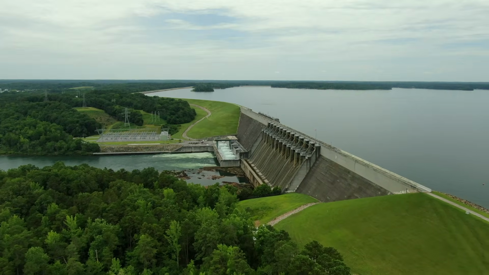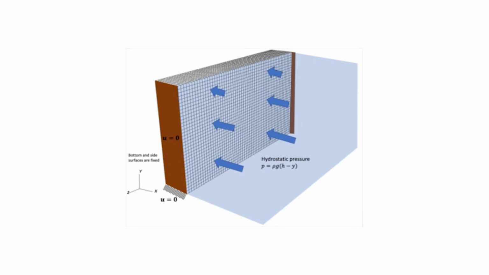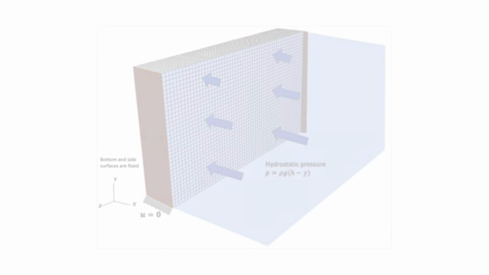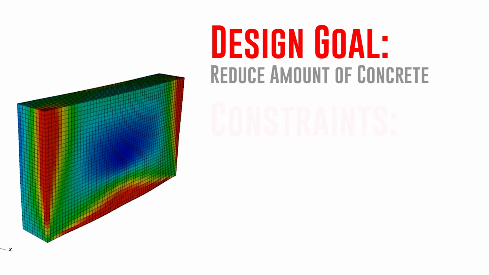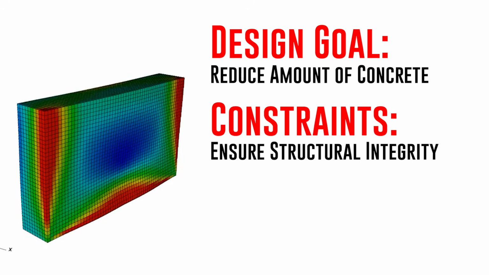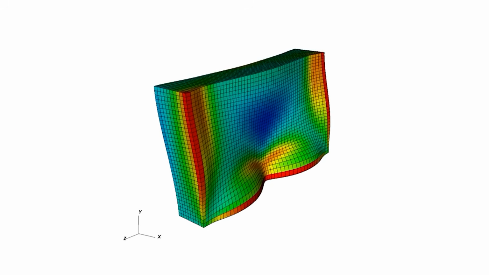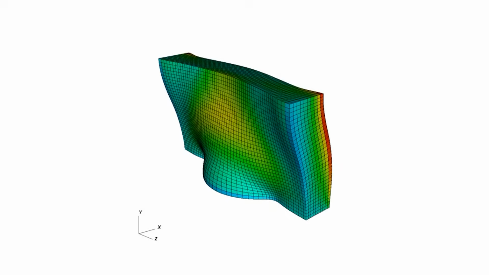For example, consider a dam. This flat design might work well, but it would require using an excessive amount of concrete. In this scenario, the design goal would be reducing the amount of concrete used while ensuring the dam is strong enough to hold back water at its highest levels. And the parameters would be the shape of the dam. An optimized solution might look something like this, with a curved arch and some buttresses that place more material at the points where the water pressure is highest.